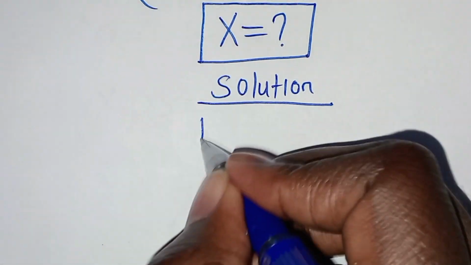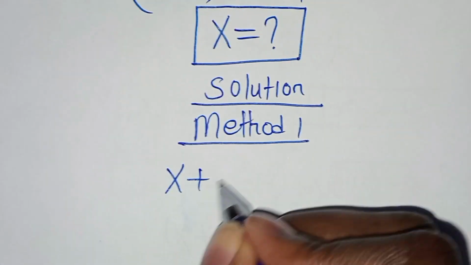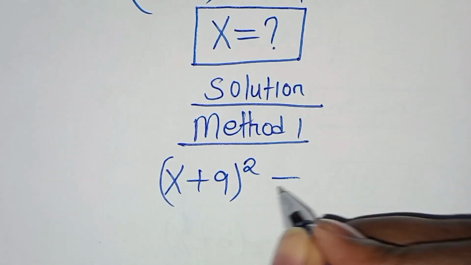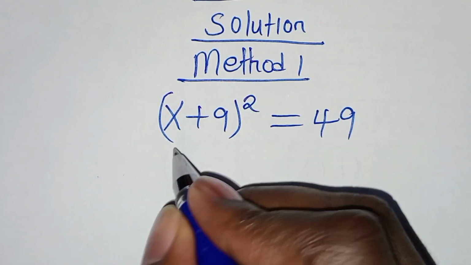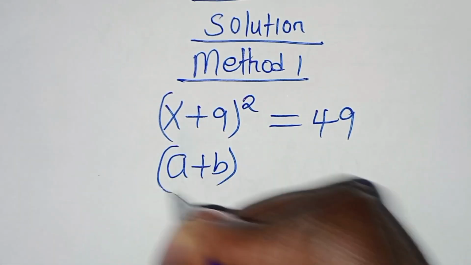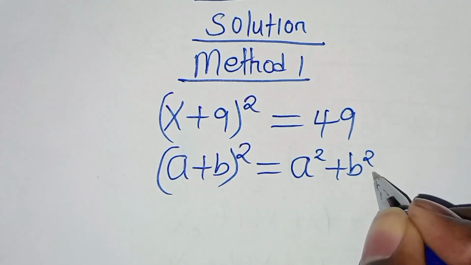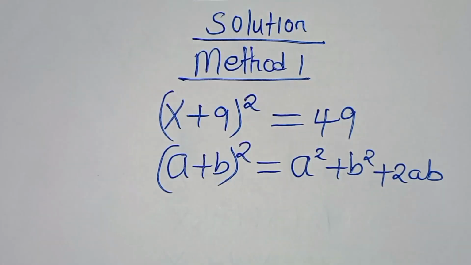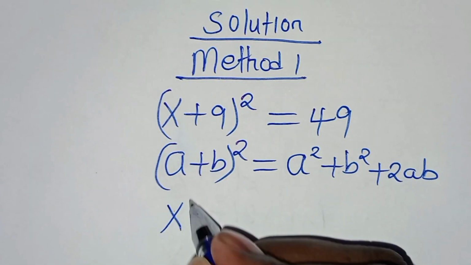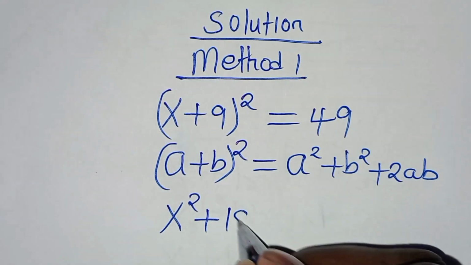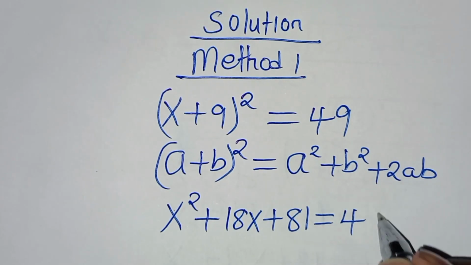So starting with method 1, we have (x + 9)^2 = 49. (x + 9)^2 is in the form (a + b)^2, which we can express as a^2 + b^2 + 2ab. Applying this algebraic identity, this is the same thing as x^2 + 18x + 9^2, which is 81, equal to 49.